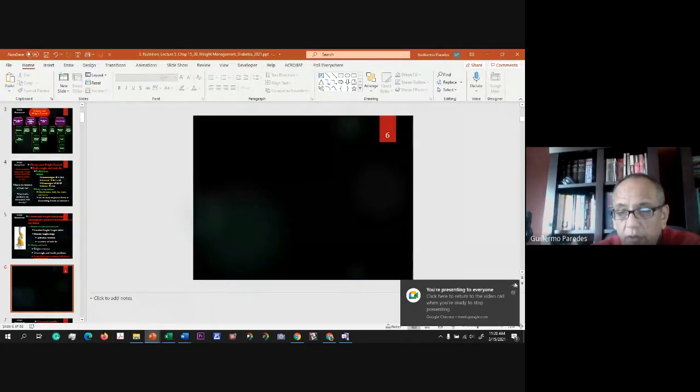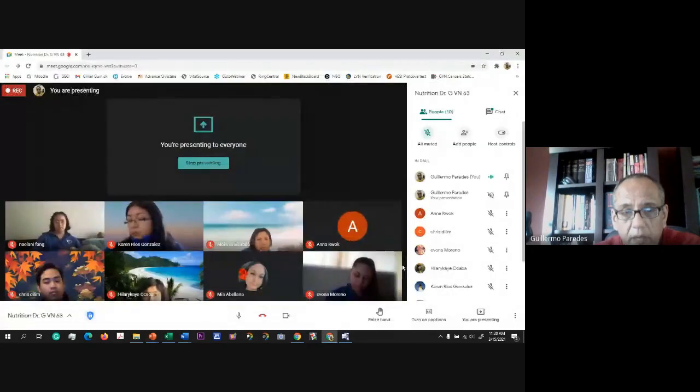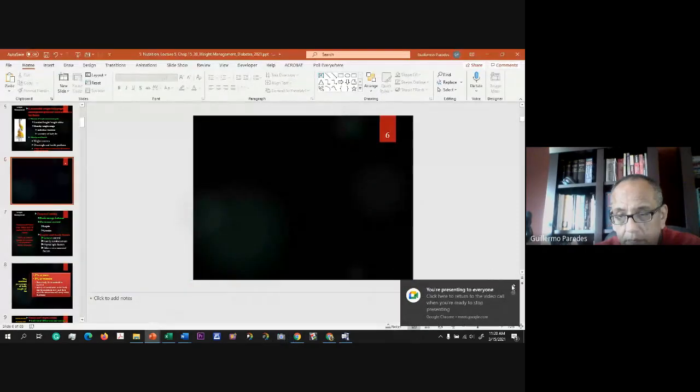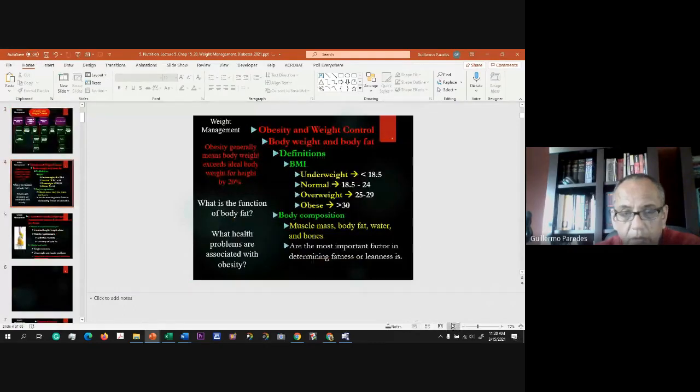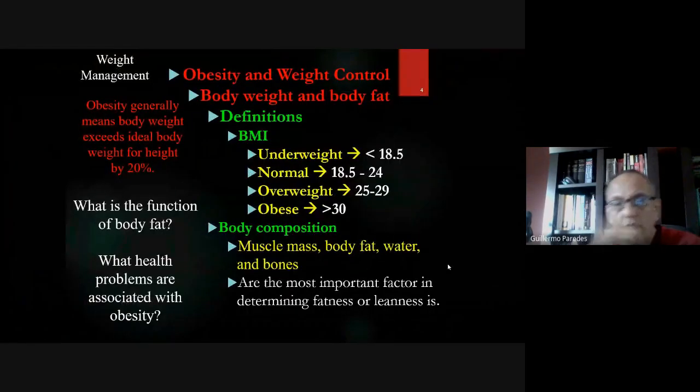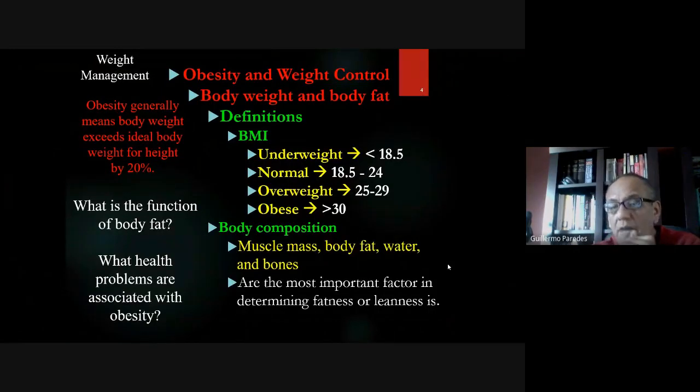So you already know what your BMI is. Underweight, normal is 18.5 to 24, 25 to 29 is overweight, and more than 30 is obese. I'm at 28, 29, so it's going to be easier to get to normal. But 9 pounds is doable, completely doable.